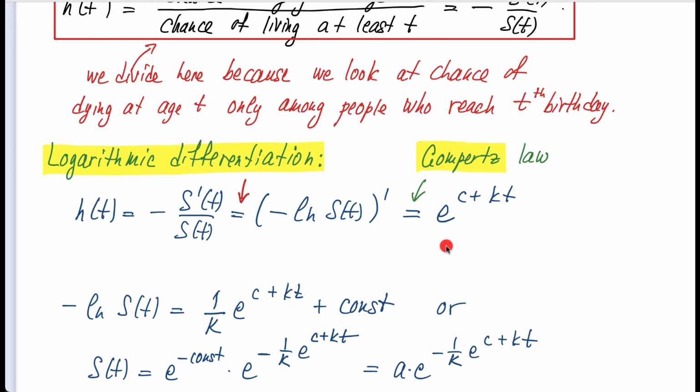And then once you have this formula, you simply have to multiply by minus 1 and exponentiate both sides to get that the survival function is e to the minus constant times e to the minus 1 over k times e to the c plus kt. And then instead of e to the minus constant, I'm just going to write this as another constant a. And we already know c and k, right? These were given by the linear trend function above. So the question is, how do we find this constant a?